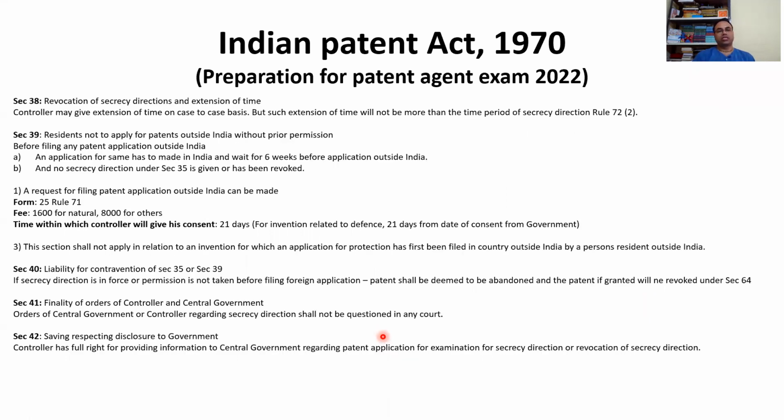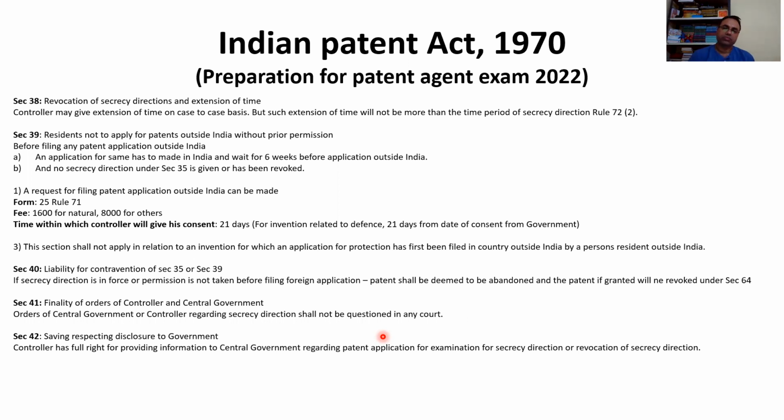Okay. Section 38. Revocation of secrecy direction and extension of time. So 38 says that the controller may give extension of time on a case-to-case basis. If the secrecy direction is on and because of that some steps could not be performed, then the controller will give extension. It will depend on when the secrecy direction became on, but such extension of time will not be more than the time period of secrecy direction, and Rule 72(2) we do refer.